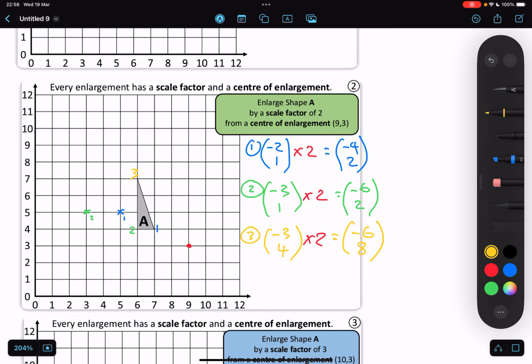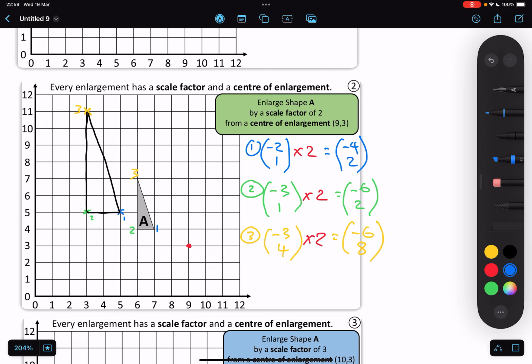For number 3, we go -6, 8. So -6, 8. So that's 6 to the left. 1, 2, 3, 4, 5, 6. And 8 up. 1, 2, 3, 4, 5, 6, 7, 8. Right there. Having done that, it looks like we've got our 3 points. So you'll use a ruler to draw your new shape. So I'm now just going to double check that it is actually 2 times bigger.